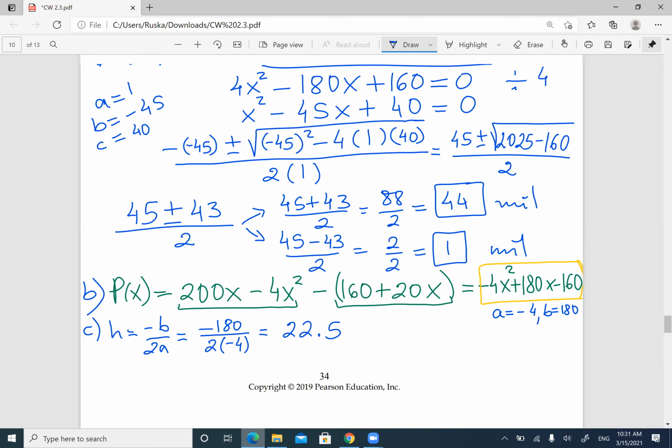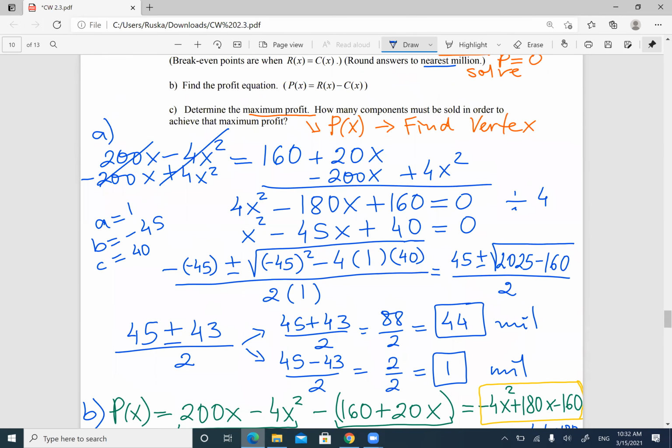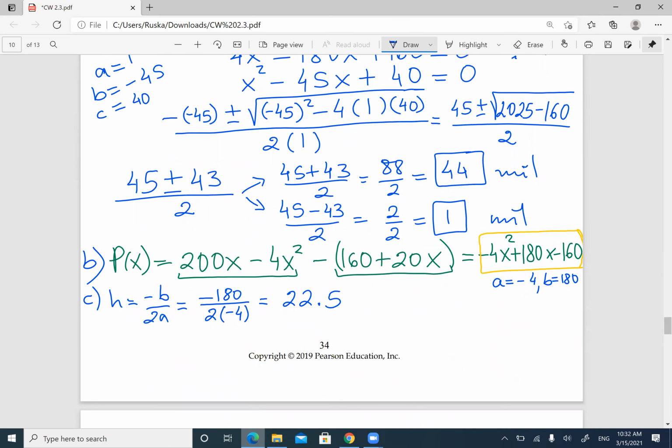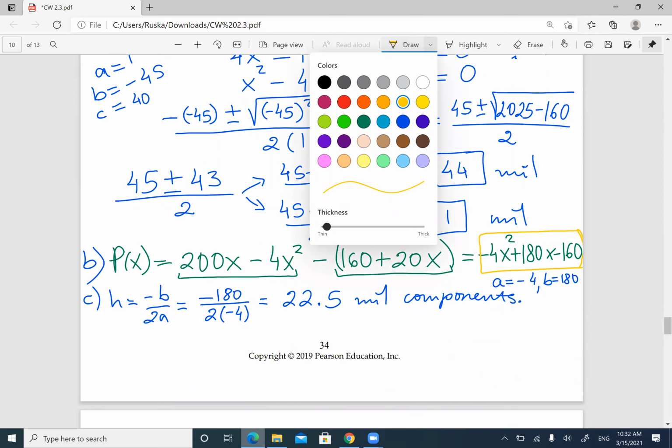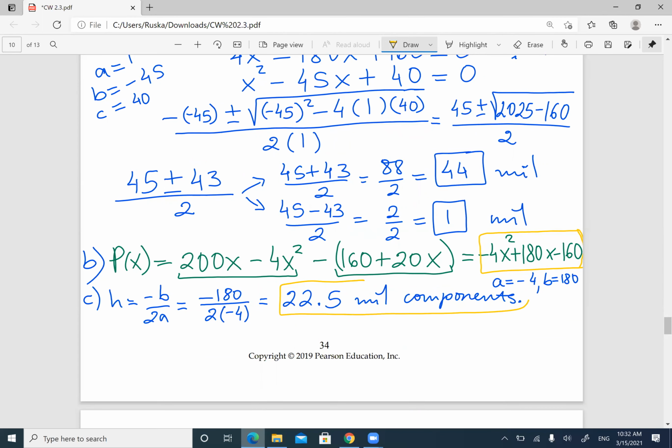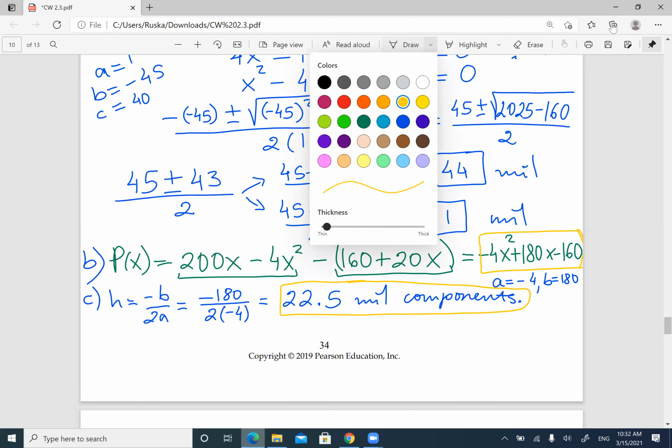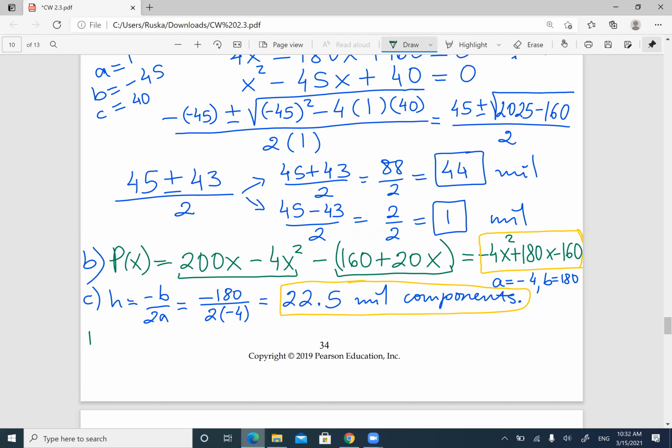Okay, let's see what it says. How many components? So they're going to sell 22.5 million components, right? That's how many they need to produce and sell to get the maximum profit, right? And now, what is the maximum profit? So finding the maximum profit is finding K. What that means is put 22.5 in the profit function. P of 22.5, right?